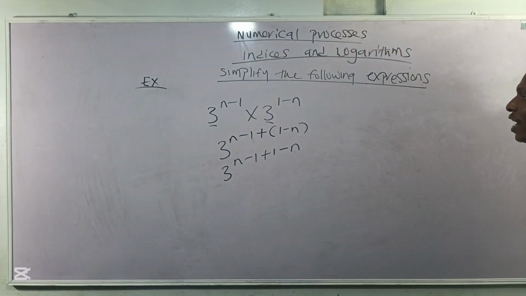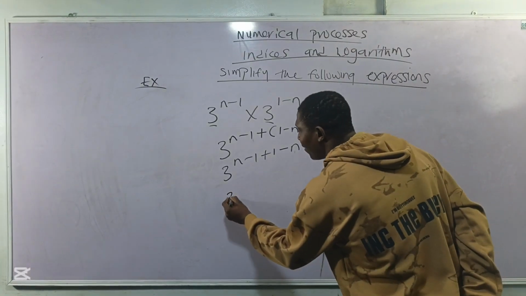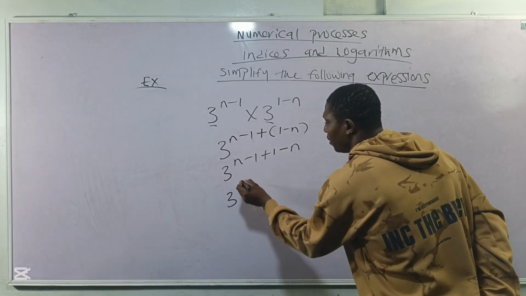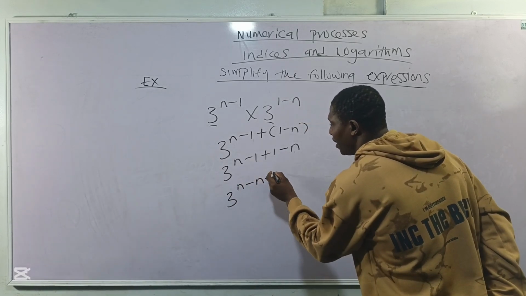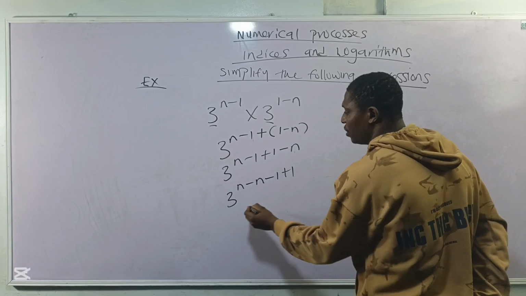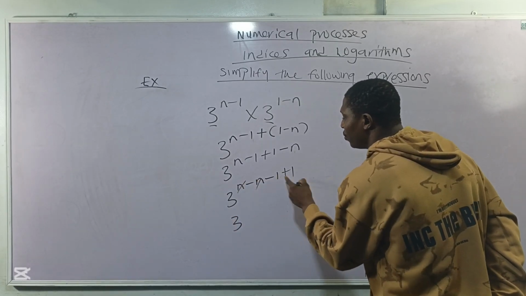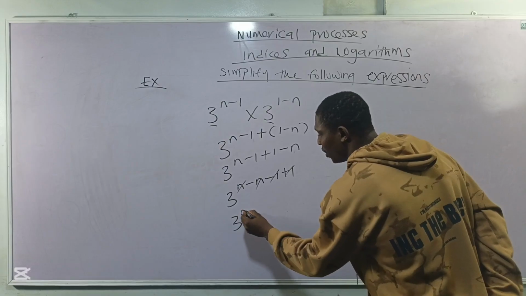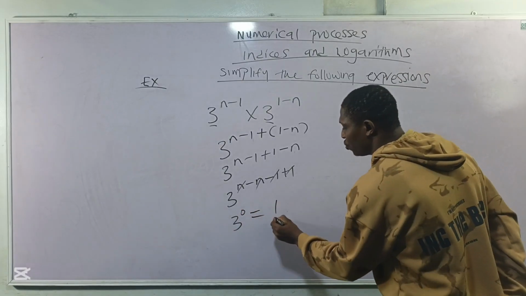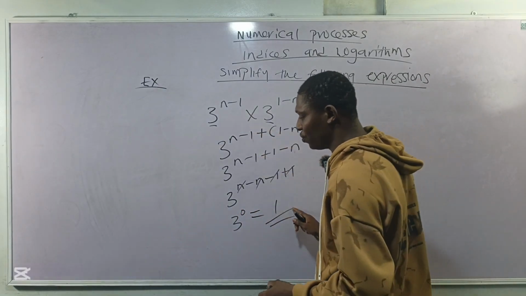Now, we try to arrange the powers. So I have 3 raised to power n minus 1 plus 1. So we have 3 raised to power n minus n, which will give you 0. 1 minus 1 will also give you 0. So we have 3 raised to power 0. And anything raised to power 0 is 1. So my final answer for this expression is 1.